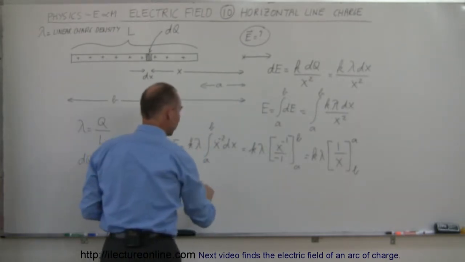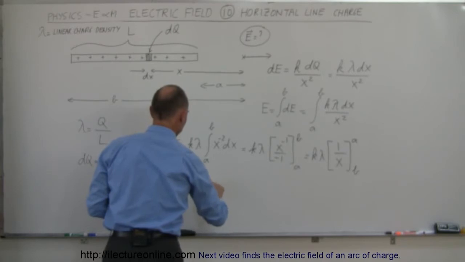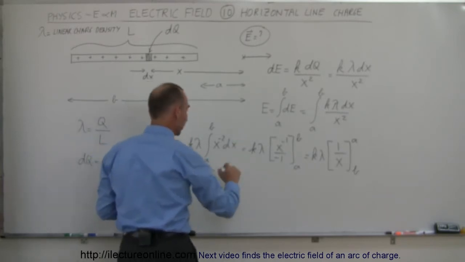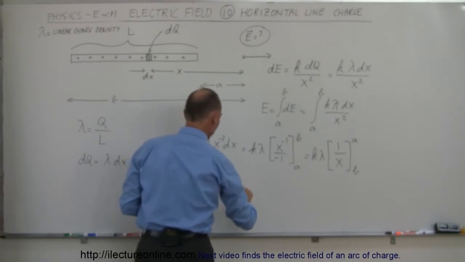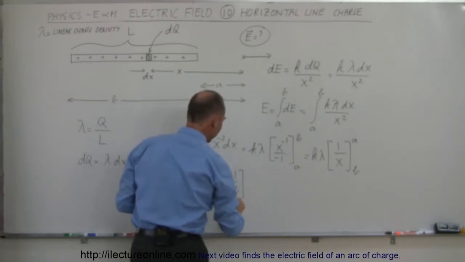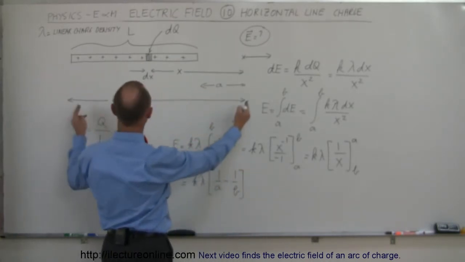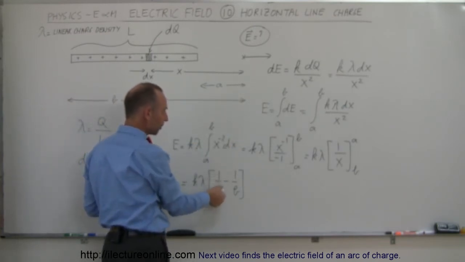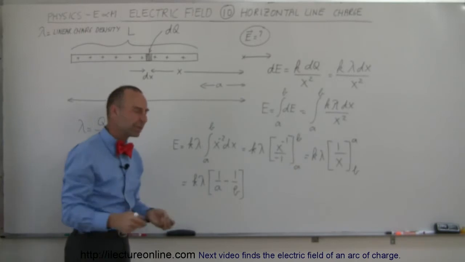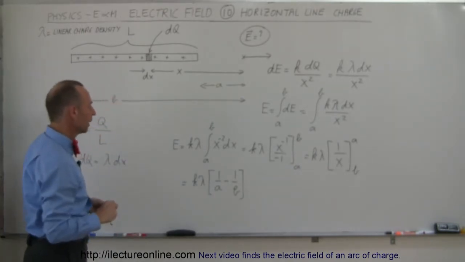So this is equal to k times lambda, and when we plug in the upper limit we get 1 over a, minus when we plug in the lower limit we get 1 over b. Now that makes sense because b is bigger than a, and so 1 over a would be a bigger number than 1 over b, and therefore you get a positive result, so that looks good.